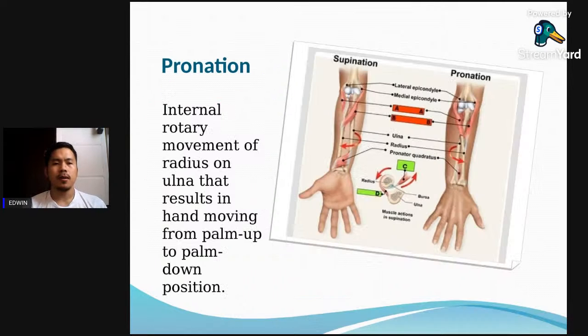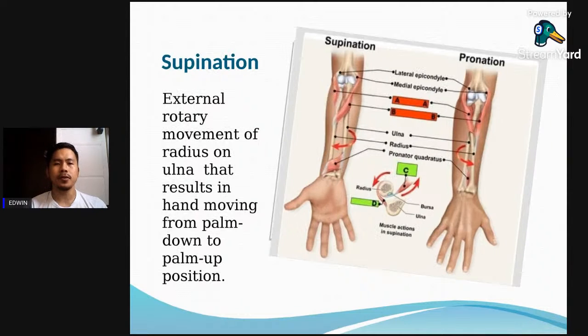Pronation is the internal rotary movement of the radius on the ulna that results in the hand moving from palm up to palm down position. Supination is the external rotary movement of the radius on the ulna that results in the hand moving from palm down to palm up position. This is the main difference between pronation and supination. Pronation is the internal rotary movement from palm up to palm down, and supination is the external rotary movement from palm down to palm up position.